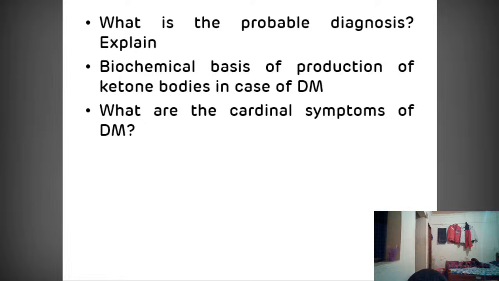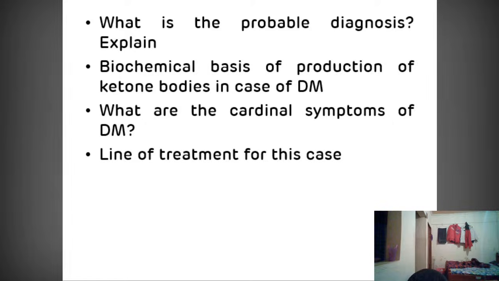Fine. Fourth question is line of treatment for this case. So this is the case of diabetic ketoacidosis. First you have to give intravenous insulin. That is the first thing that you have to do. Second thing, you have to also administer bicarbonate as there is a low bicarbonate level. Then you have to correct the water and electrolyte imbalance, and you have to give antibiotics also if there is any kind of infection present. So this is the line of treatment for this case.